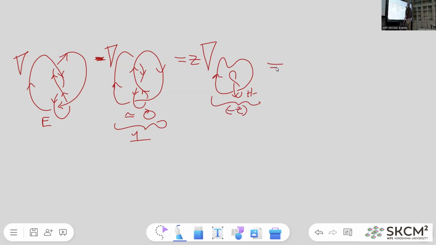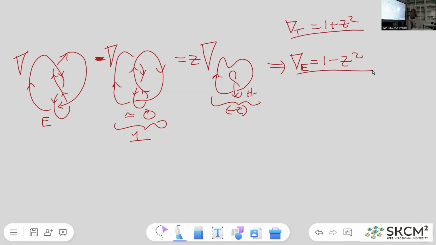And so that implies that the figure 8 knot is equal to 1 minus c squared. We have that the trefoil knot is 1 plus c squared. So indeed, we are distinguishing between the figure 8 knot and the trefoil knot with the Conway polynomial.